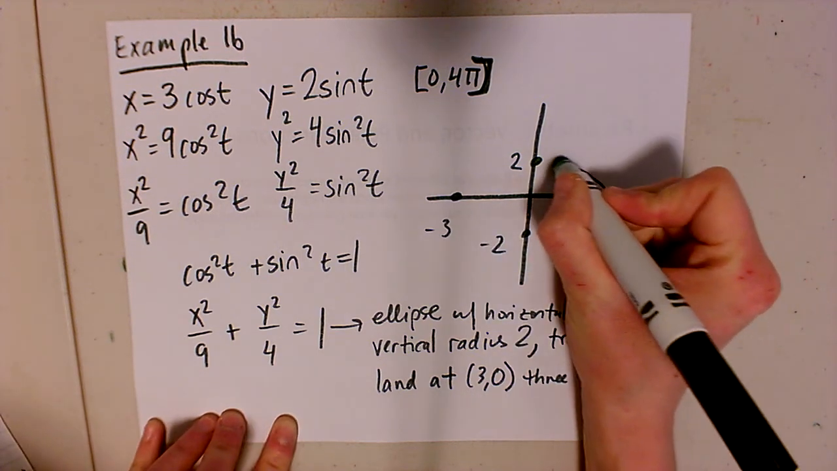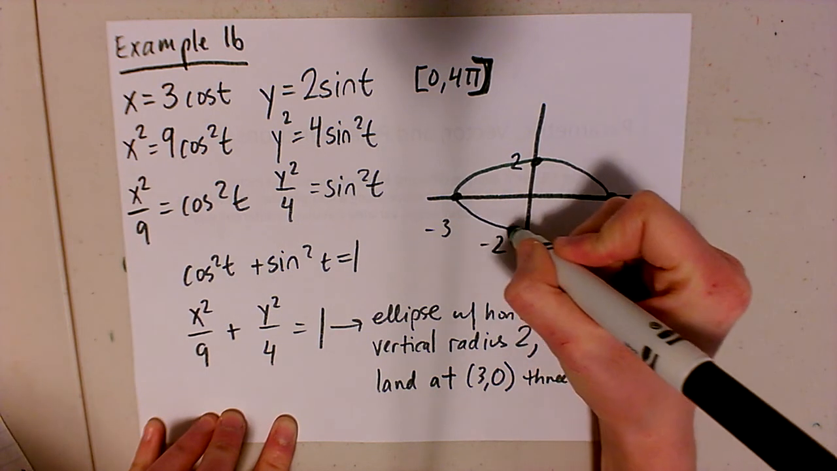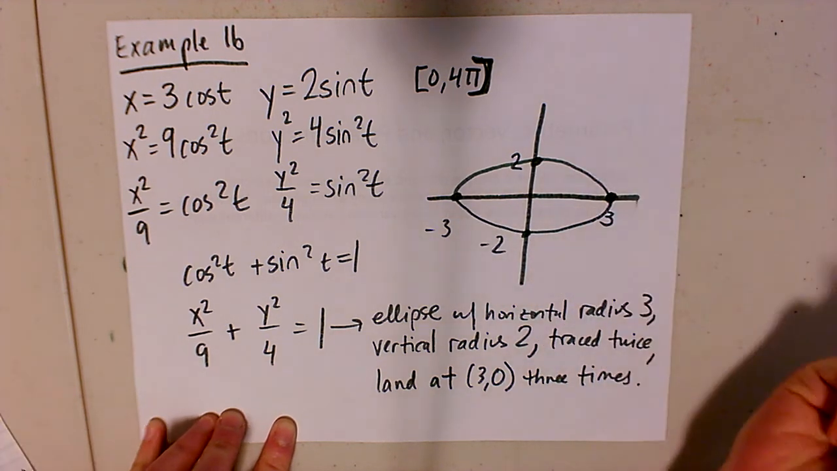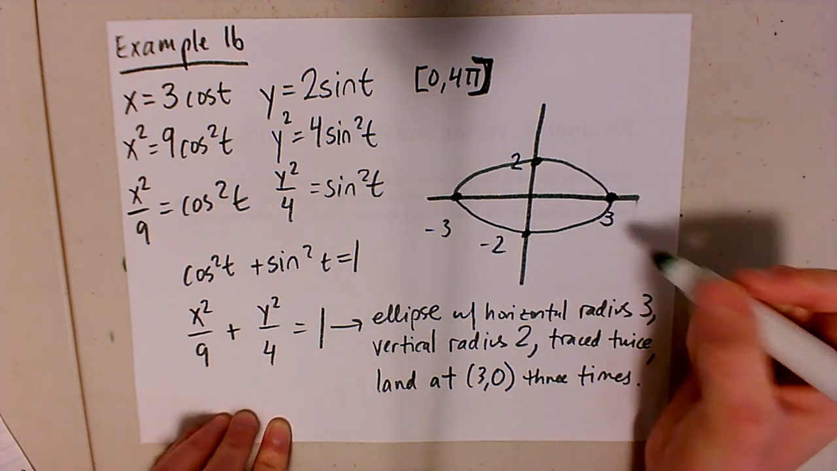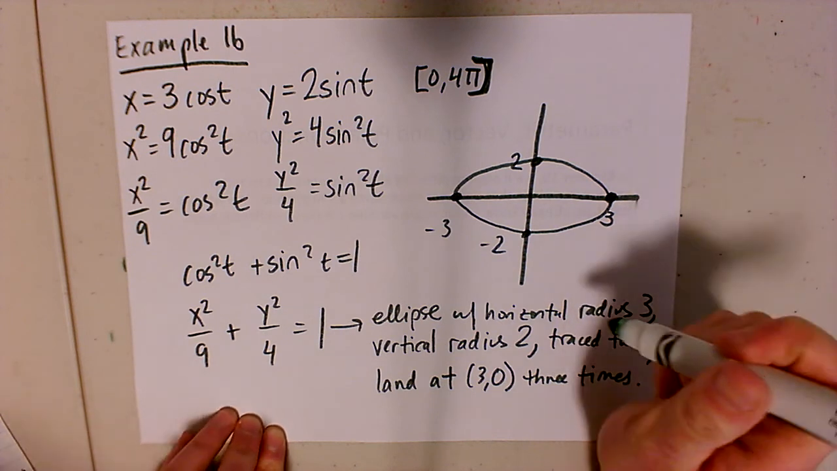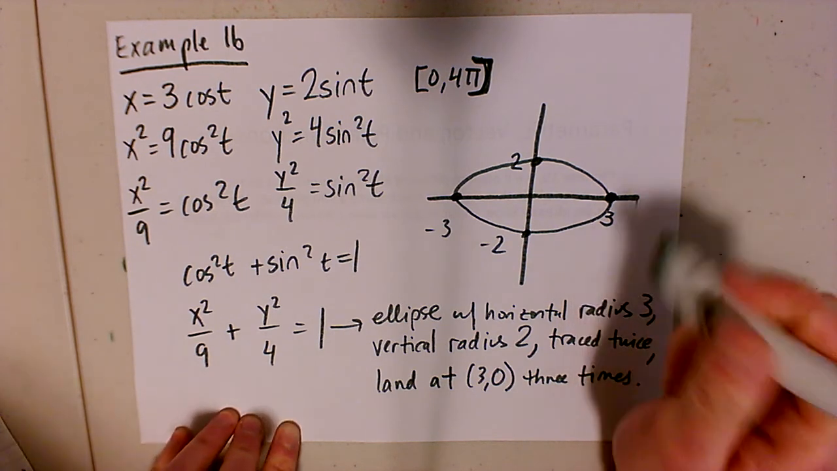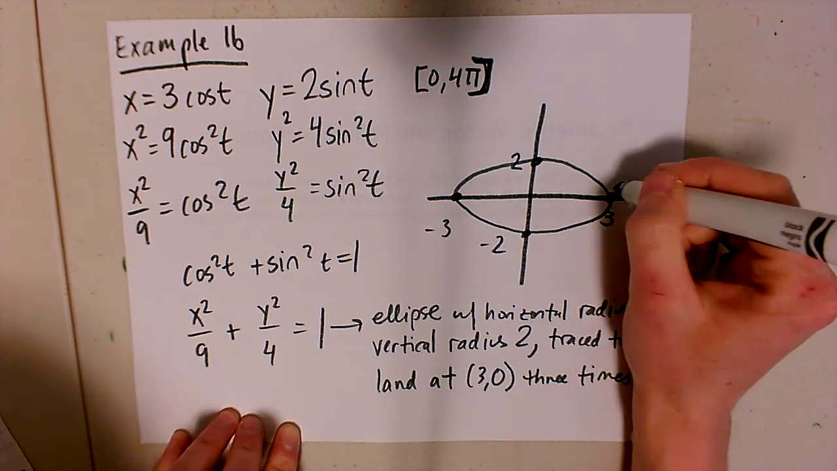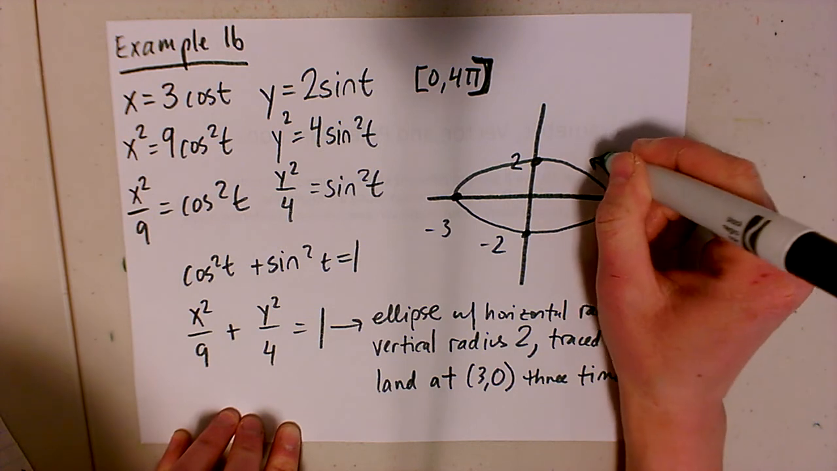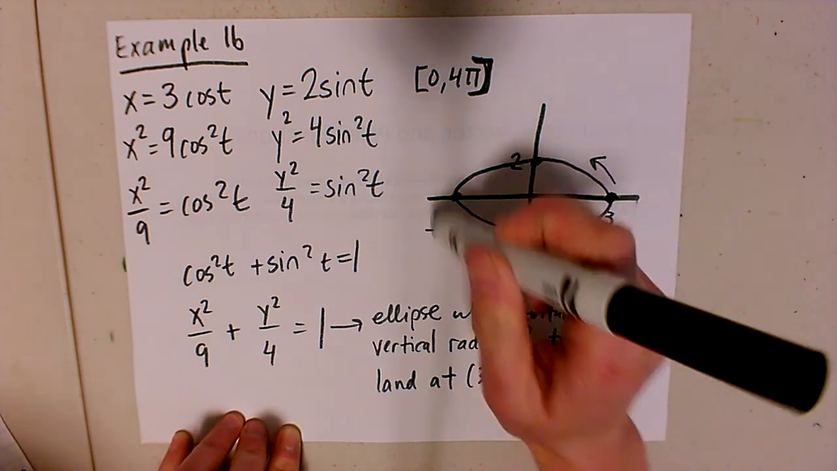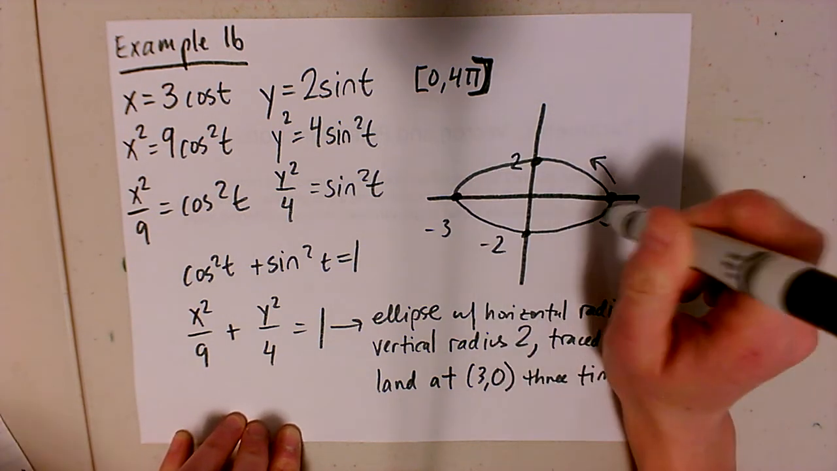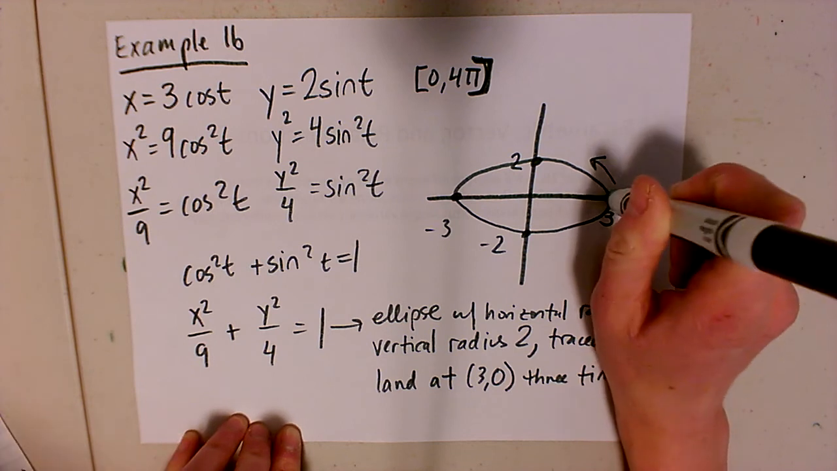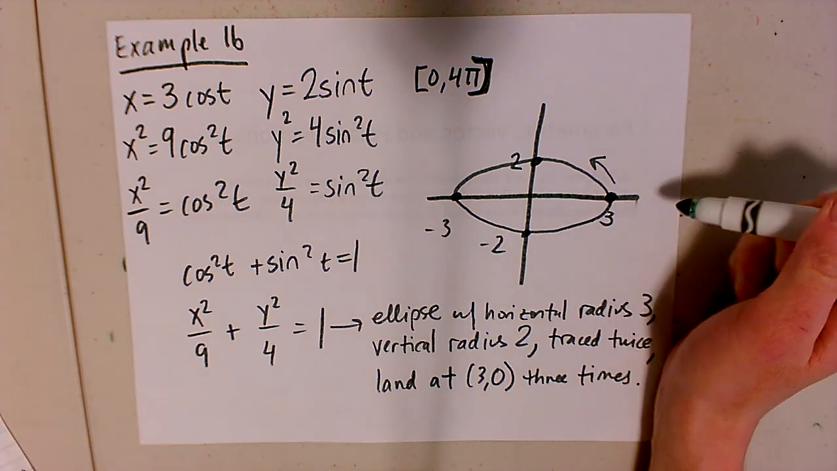And if we draw this in, okay, and so it's going to be tracing it twice. So let's see, we would start here, and we would go that way, and we go once around, and then we go twice around, and we end up landing here 3 times.